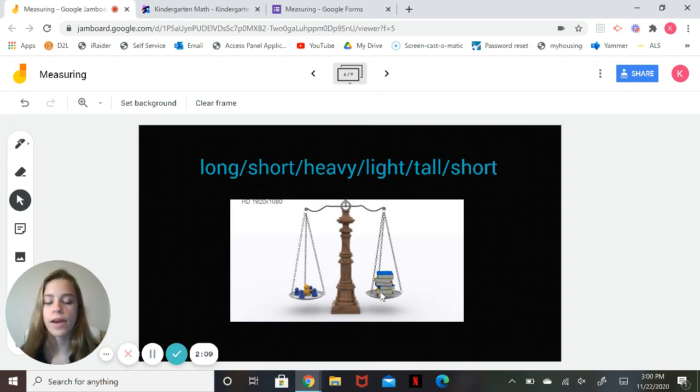And then we have this scale again, so we're going to be weighing, so we're going to use heavy and light, but it looks like these two images, our objects, are even. They're equal to one another, and that happens quite often.